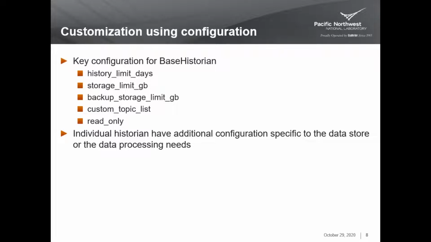Now the 2 configurations I want to mention today are custom topic list and read-only flag. Custom topic list is the configuration parameter you would use to customize the list of topics the historian gets data from. As I mentioned earlier, data published on these topics should be in a syntax that the historian can parse. The last parameter is the Boolean flag read-only. Set this to true if you want your historian agent to provide only query services. That is, the historian will not collect data but allow other agents to query already existing data.